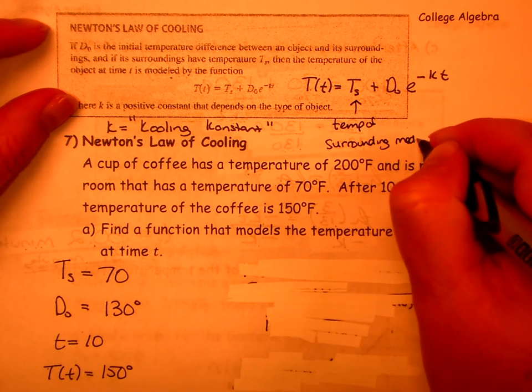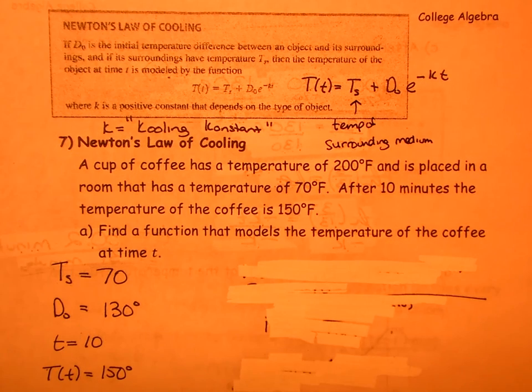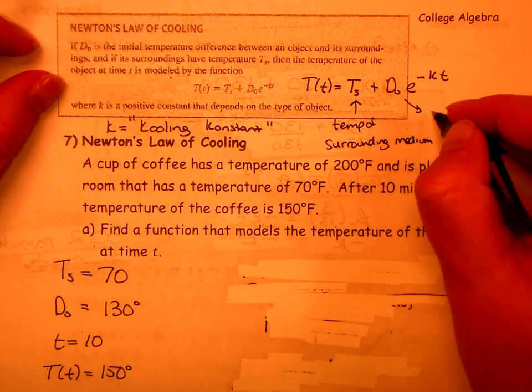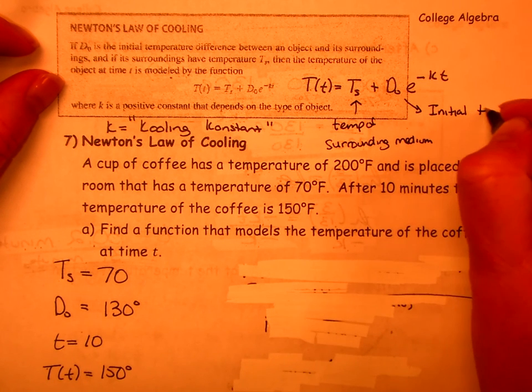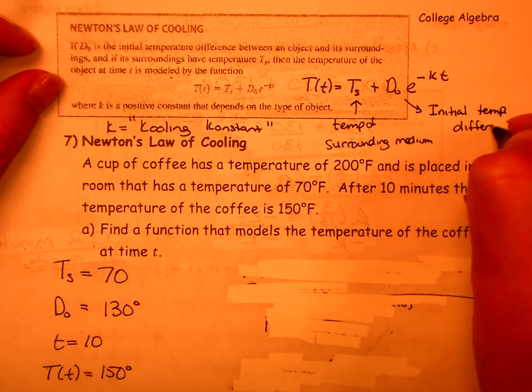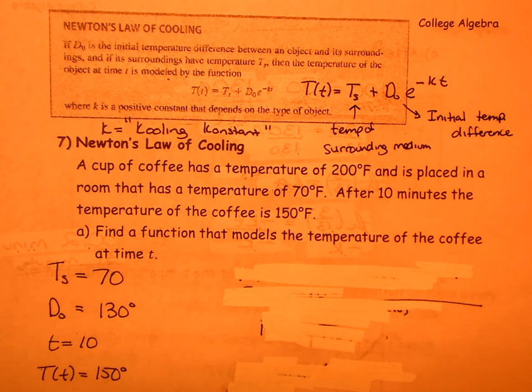So this could represent the temperature of a refrigerator that you're putting it in. It could represent the temperature of the room you're placing it in, right? But that's the temperature of the surrounding. D sub 0 is the temperature difference, the initial temperature difference. Okay, so what is the temp difference between your object and the surrounding?